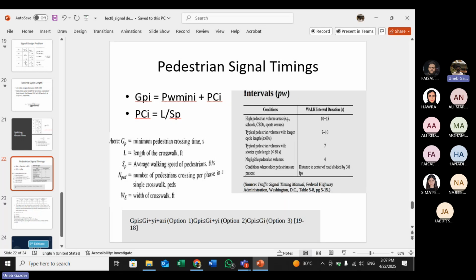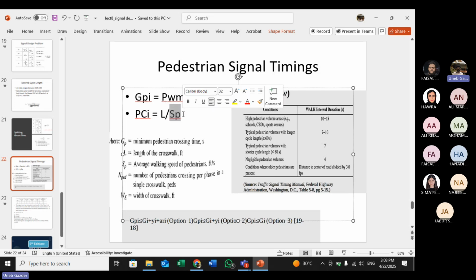There are two components for pedestrian required time. One is the minimum green time, the other one is the crossing time. Minimum green time you can calculate from this table, if the older pedestrians are not too many. If there are too many, then you will calculate it by using the speed of 3 feet per second, and the length of the intersection. In any case, the other part of pedestrian required time will be calculated using this PC, and PC means the crossing time, length of the intersection divided by the speed of the pedestrians.